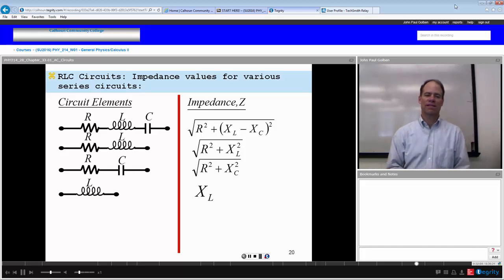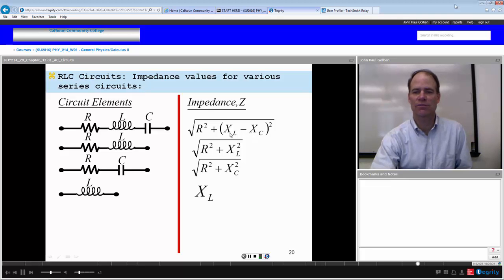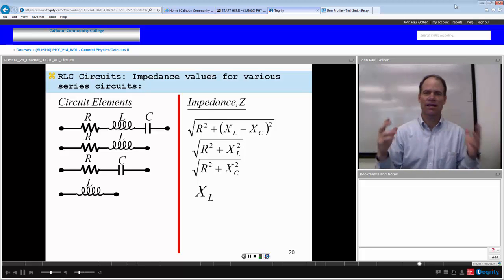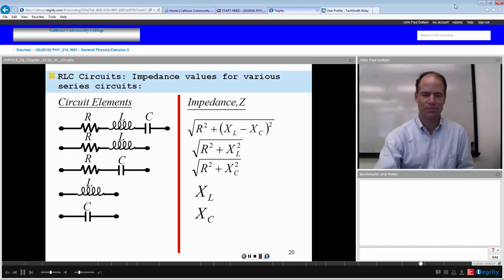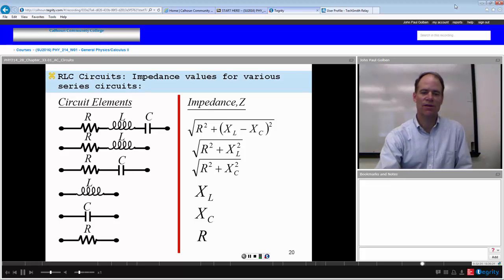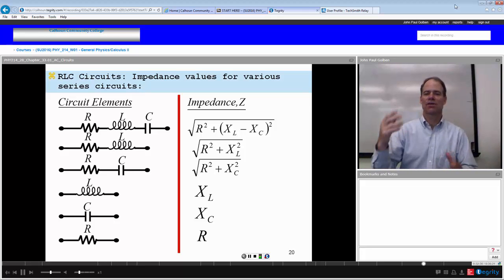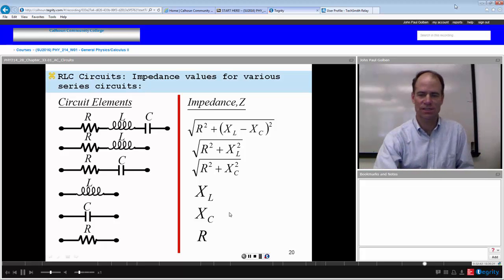If we only had inductance, R would be 0, X sub C would be 0, we'd have the square root of X sub L squared, which is simply X sub L. So if we have only inductance, our impedance would be equal to the inductive reactance, and would have units of ohms. The impedance has units of ohms. If we only had a capacitance, our impedance would be the capacitive reactance. And if we only had a resistance, our impedance would be the resistance. So this allows us, using this one formula for impedance, to deal with all these different types of circuits.